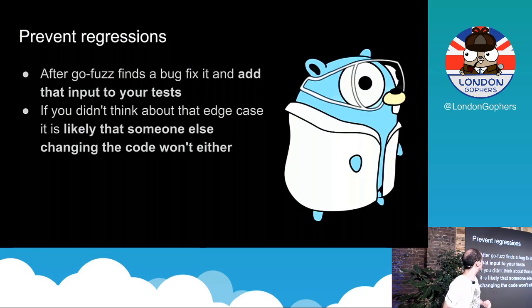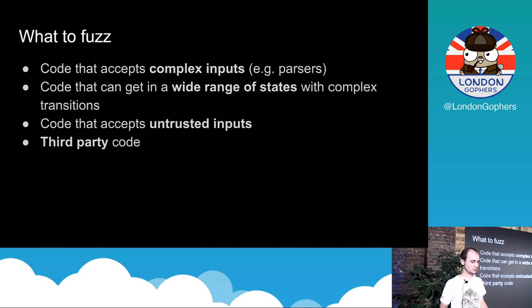This is what I was talking about. Every time you find a crash with go-fuzz, even if it doesn't make sense for you, put it in your unit test. So you're sure that you're not going to make that mistake again, or someone else that touches your code.